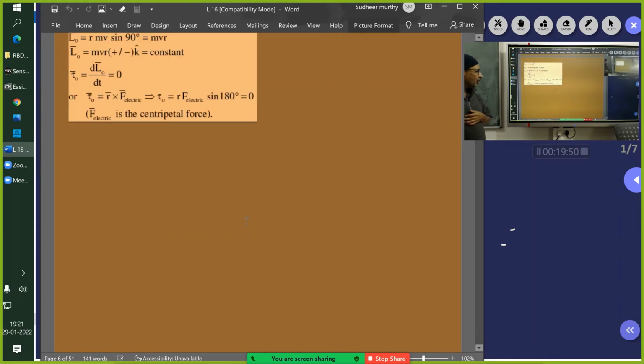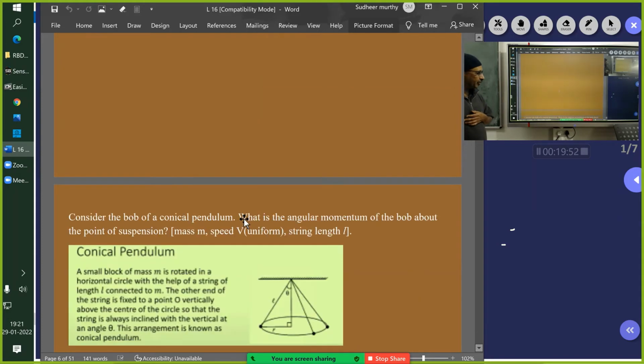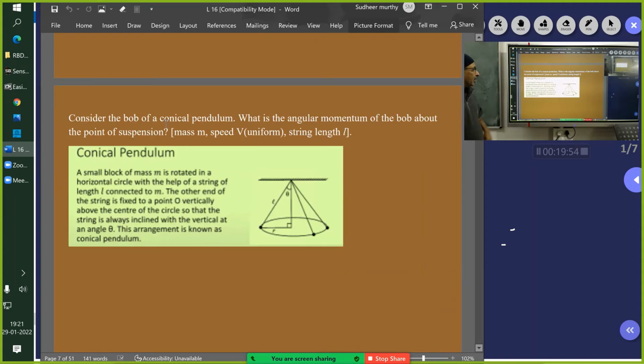Alright, good. So there's only centripetal force, so it's right. This one: consider a bob of a conical pendulum. I have given you the meaning of conical. This is not there in the examination. They have only asked: consider a bob of a conical pendulum. What is the angular momentum of the bob about the point of suspension?